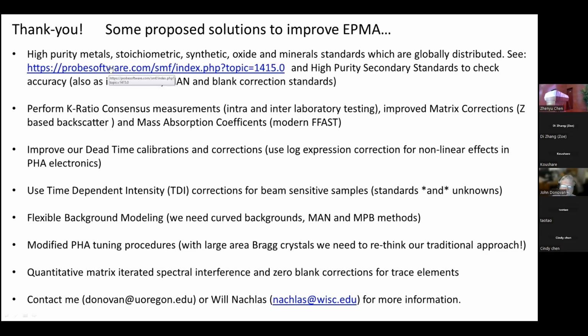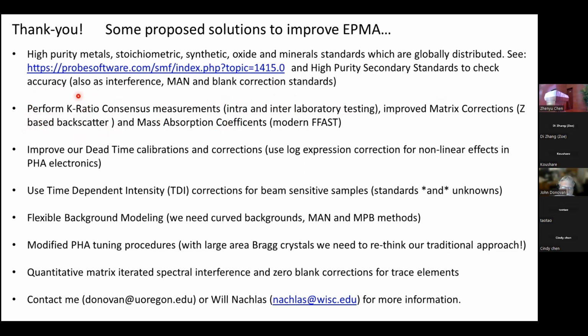So just to summarize, you can read this, but I think we need to think about some of these things. We need to get the standard situation in hand. This is really an important thing. If you can locate commercial, academic, or national lab sources of pure synthetic materials, we would be very interested in that. This would be for a global effort to get every microprobe lab in the world on the same standards. We want to perform these K-ratio consensus measurements, not only on our own instrument, but intra-laboratory and inter-laboratory testing. I didn't talk about the Z-based backscatter correction.